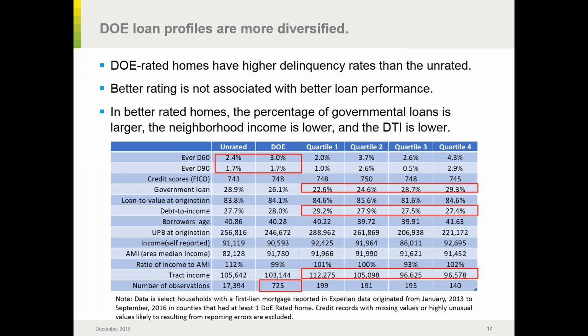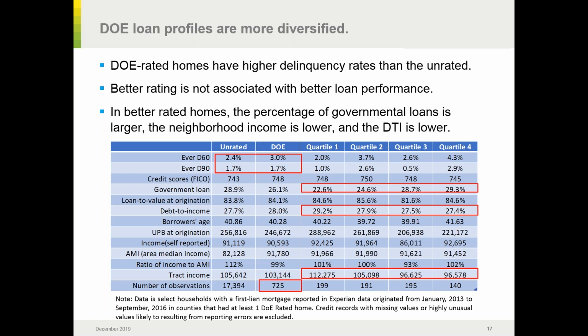Better ratings are not clearly associated with better loan performance when we look at the DOE rated homes. This table is the same as before in terms of its interpretation of the columns. We do want to point out that we have fewer observations for the Department of Energy rating, so we have to just be aware of that.